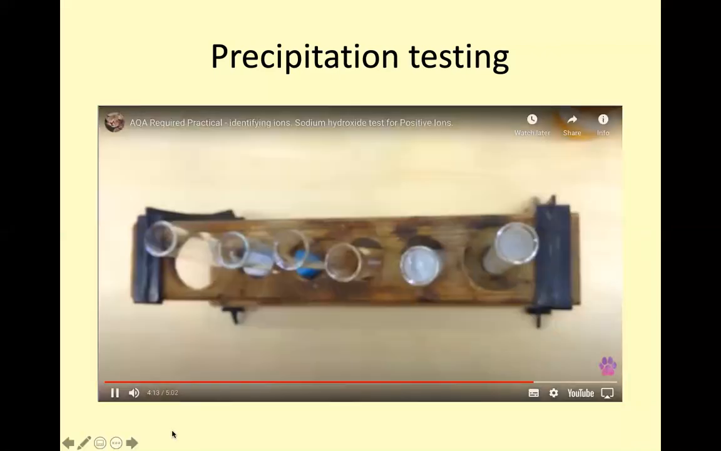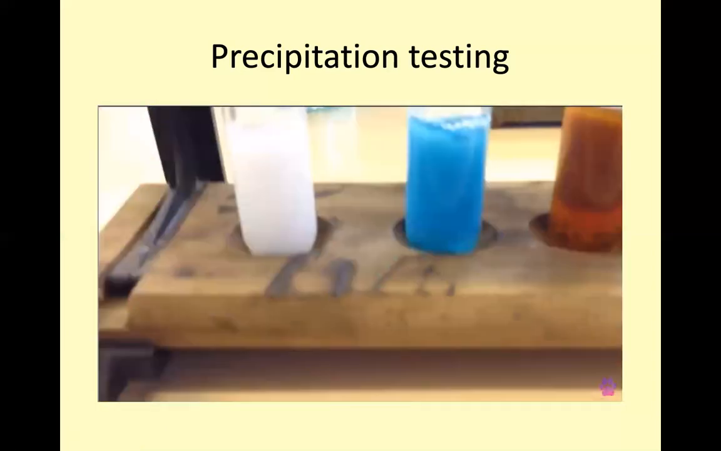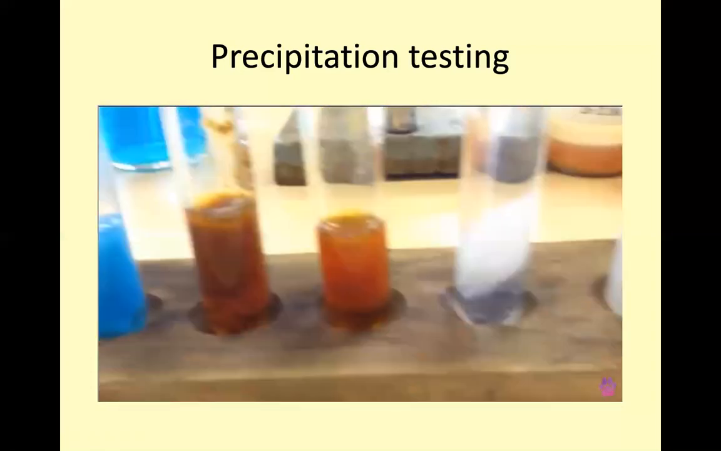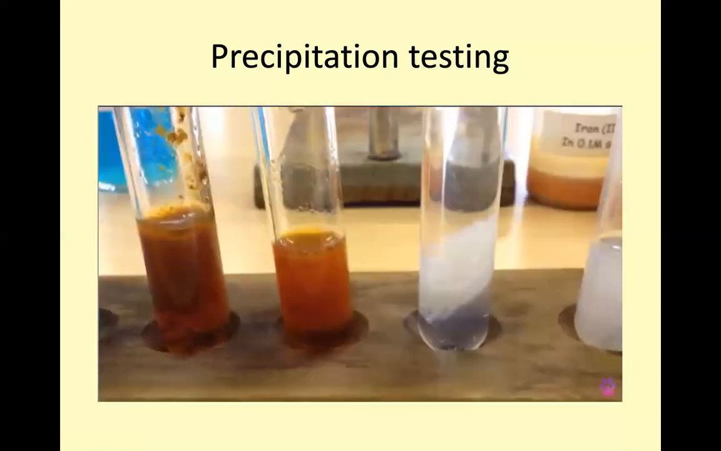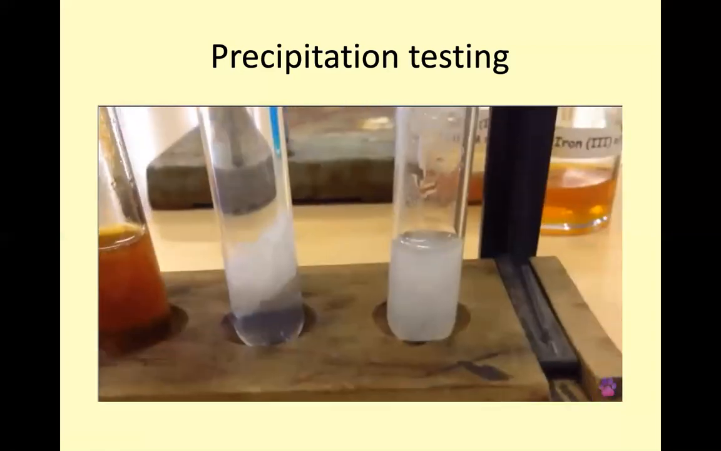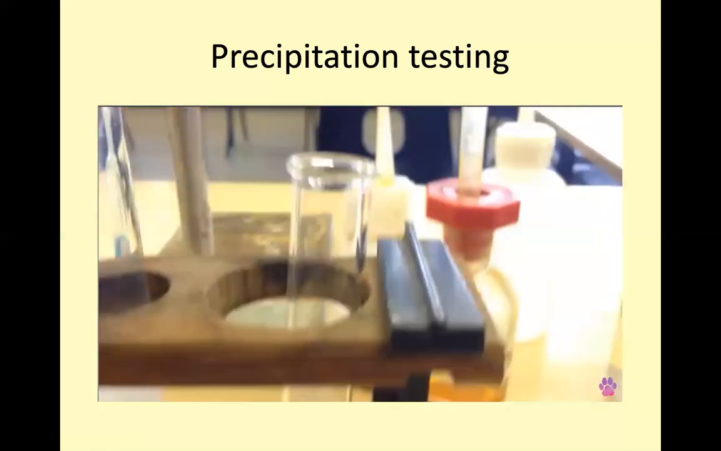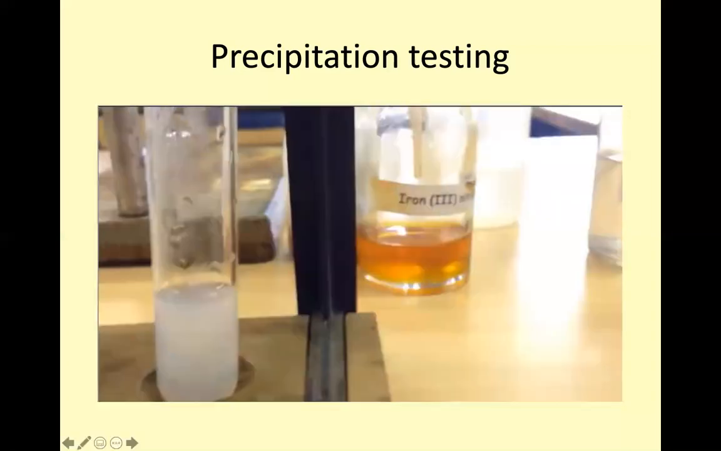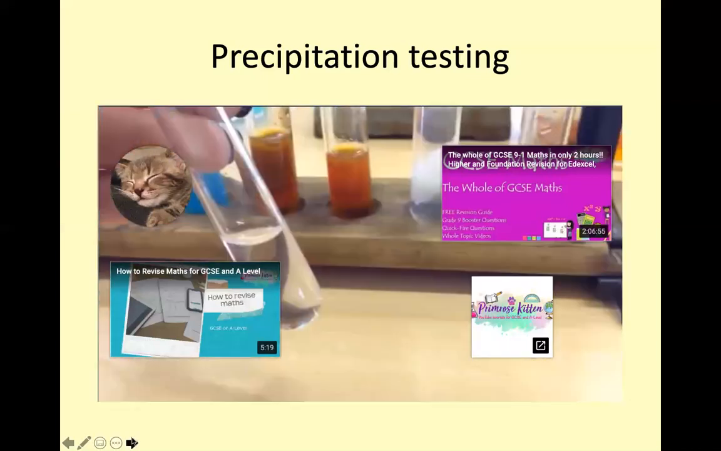So if I just bring it down here, we can see that calcium forms a white precipitate, copper forms a blue precipitate, iron 2 forms kind of a browny greeny precipitate, iron 3 is more browny red precipitate, aluminium forms a precipitate that starts white, and then as we add more and more, it goes back to clear. And then magnesium has a white precipitate at the bottom, and nothing happens with ammonia.